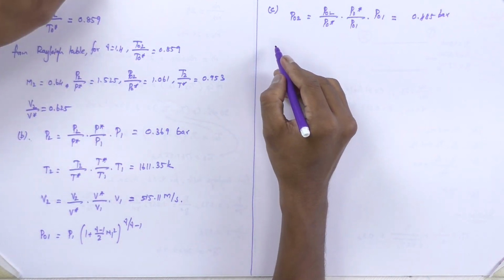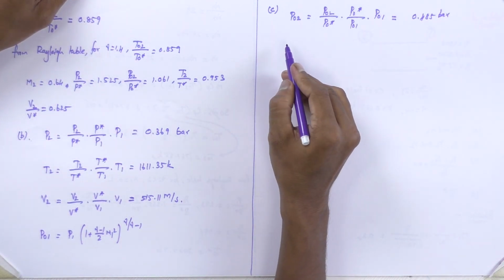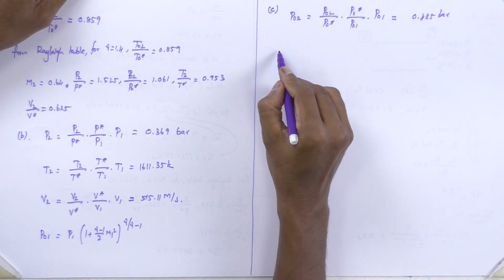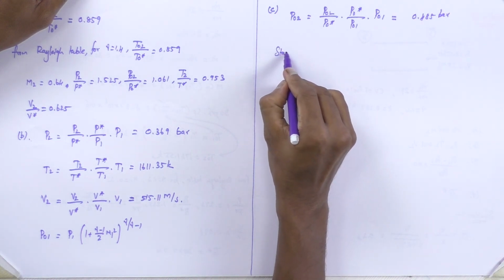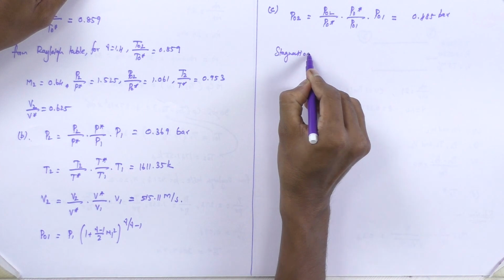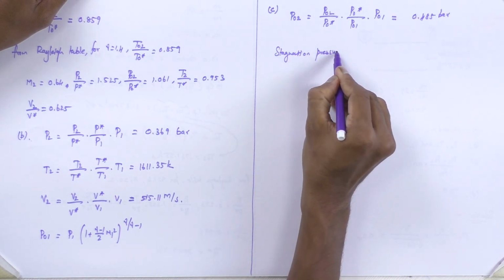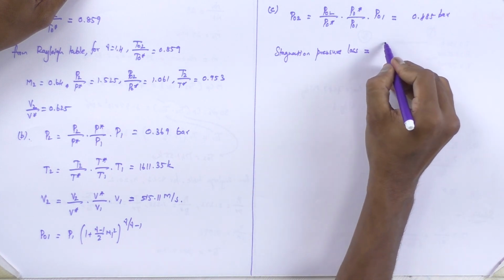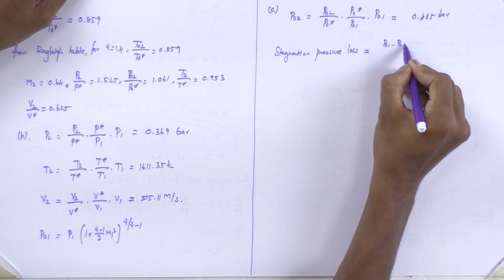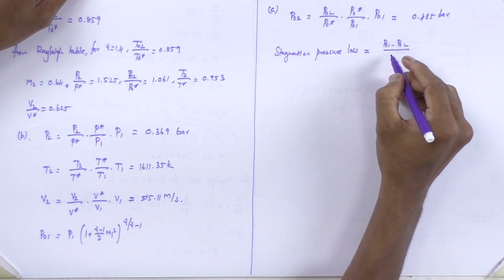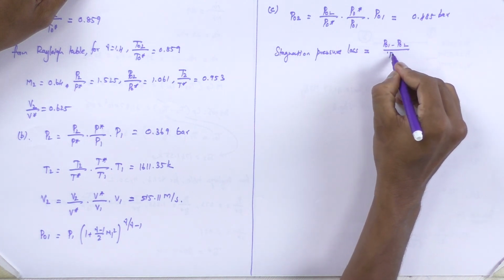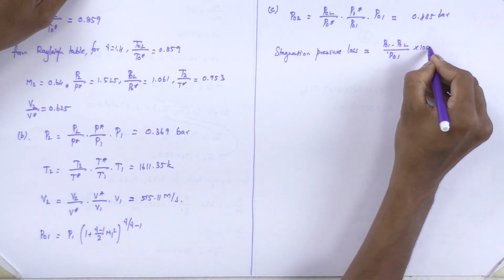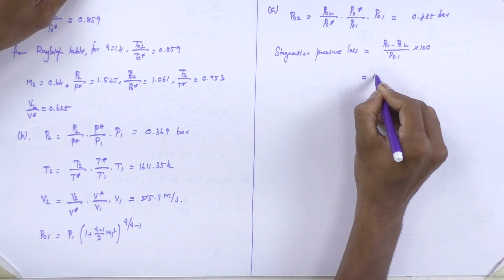Now let us calculate the percentage stagnation pressure loss. Stagnation pressure loss in terms of percentage is equal to (P01 minus P02) divided by P01 into 100. So this will give us 14.16%.